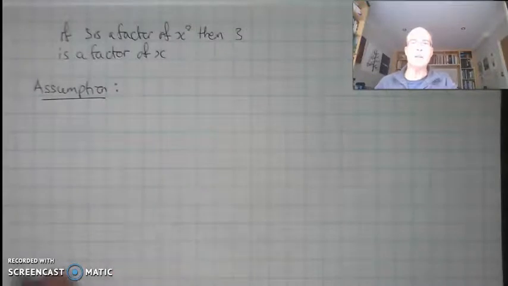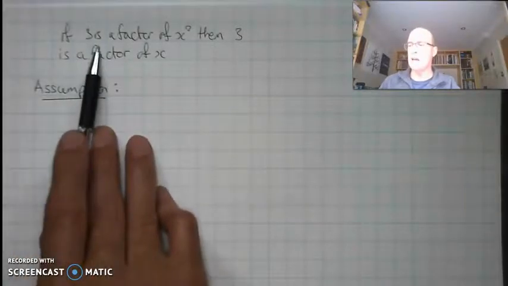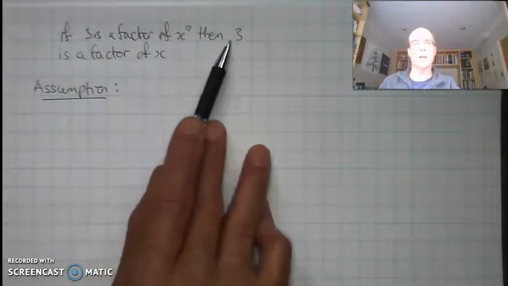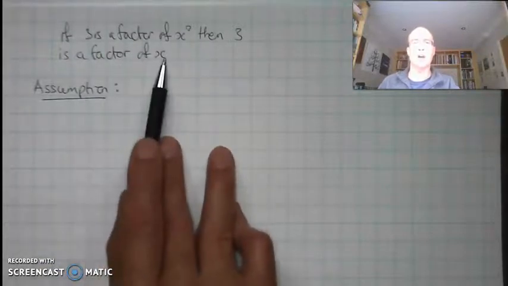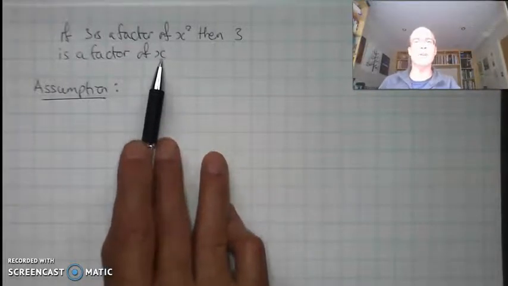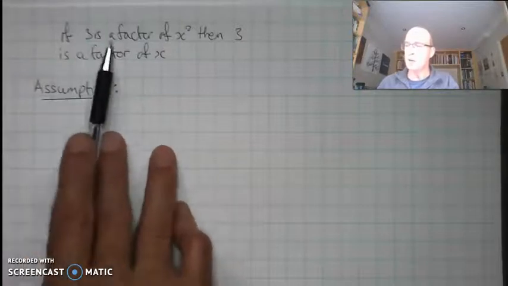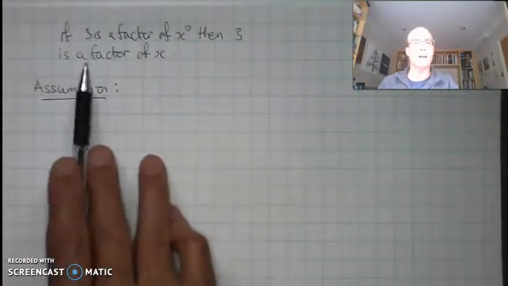At the end of the second question, we had a look at proving that root 3 was irrational. I made a bit of a leaping statement: that if 3 is a factor of x squared, then 3 is a factor of x. It's actually quite an interesting question, and it's another one that we can prove using proof by contradiction. So as a little extension, I'm going to give that a go. If 3 is a factor of x squared, then 3 is a factor of x.